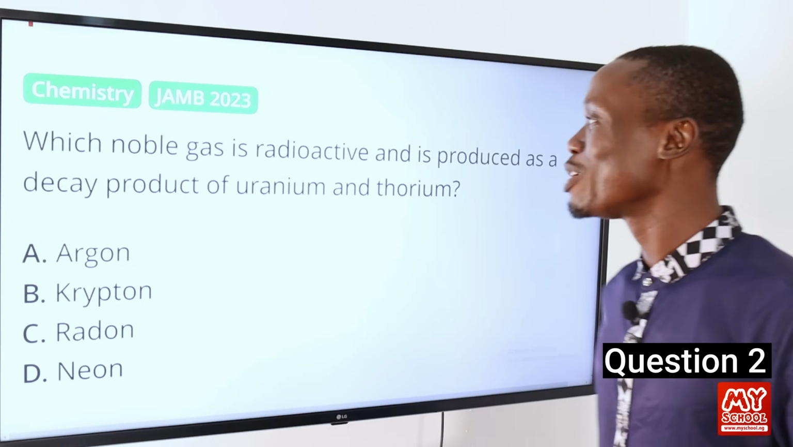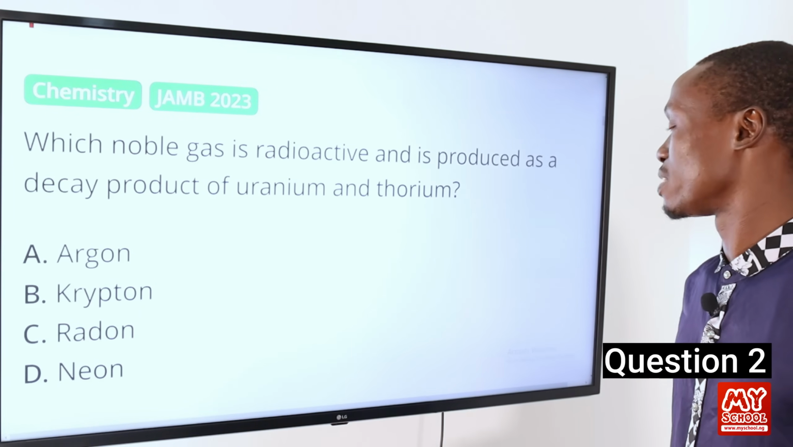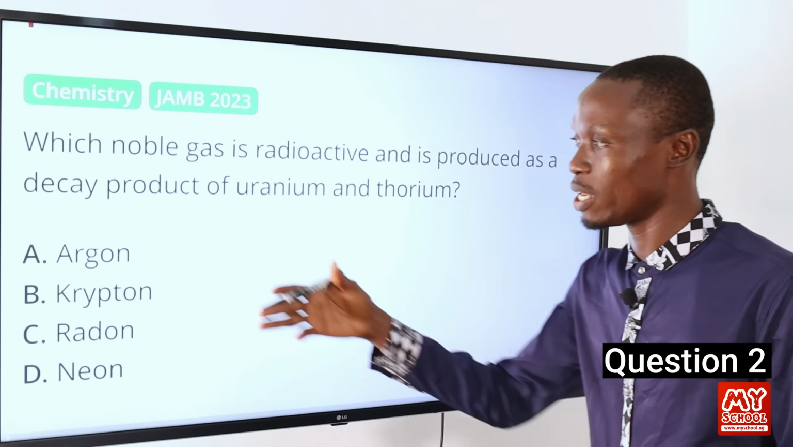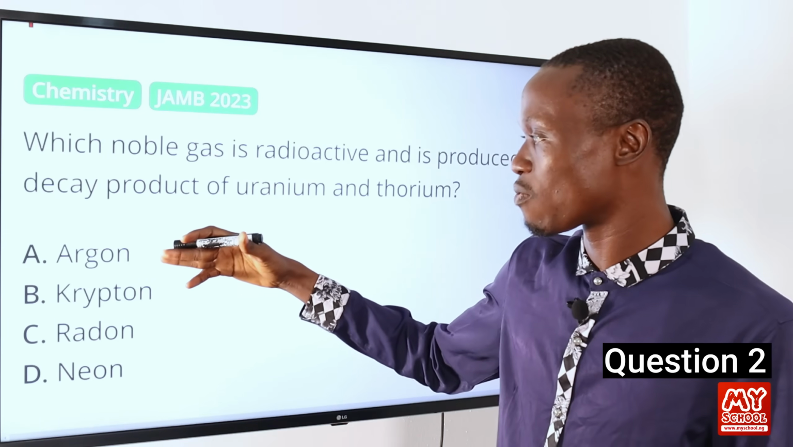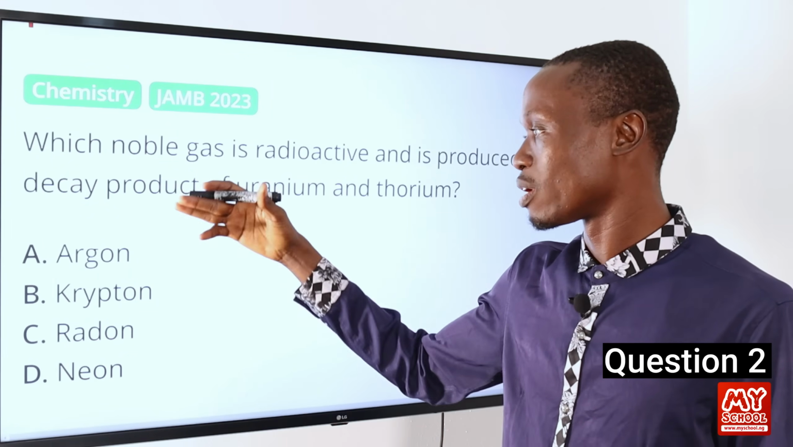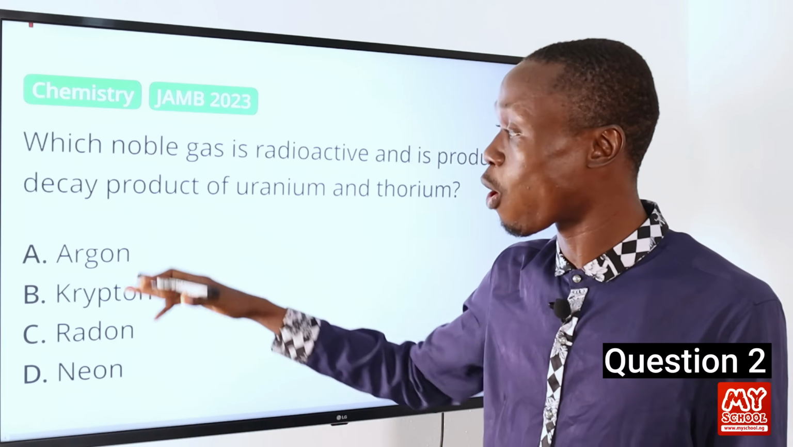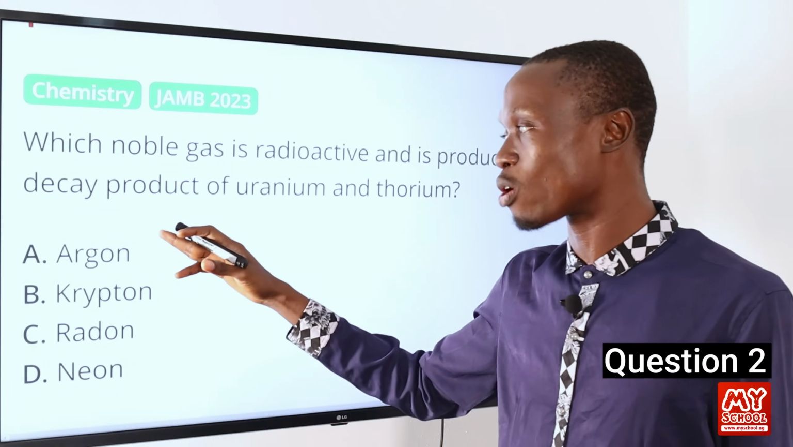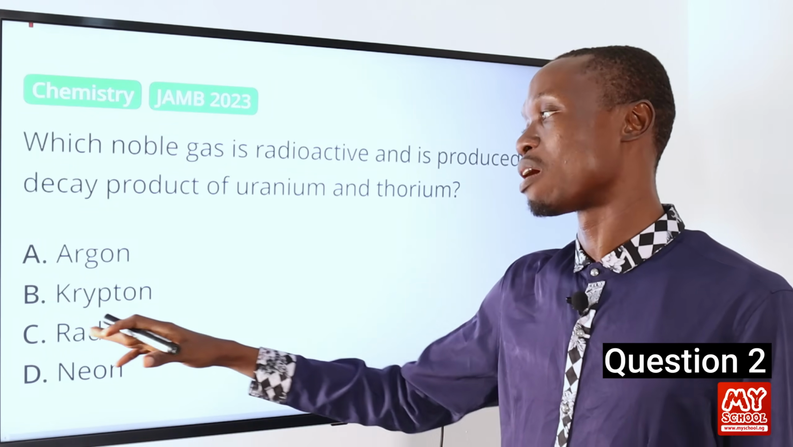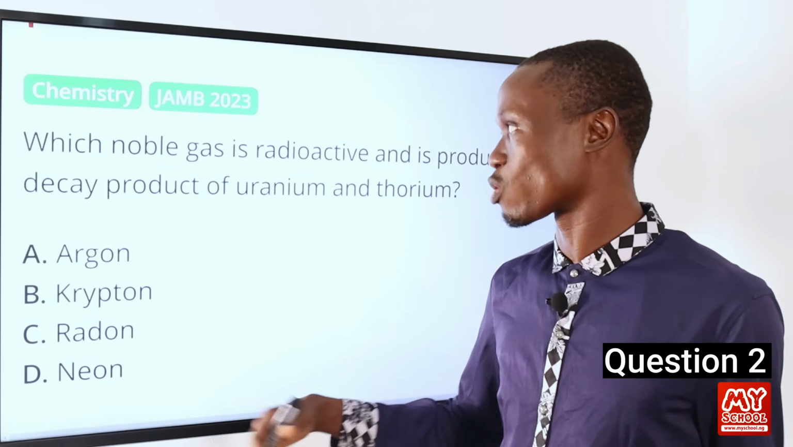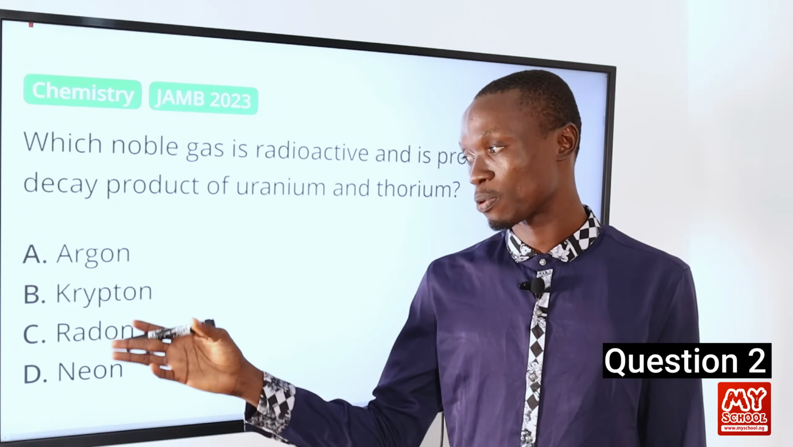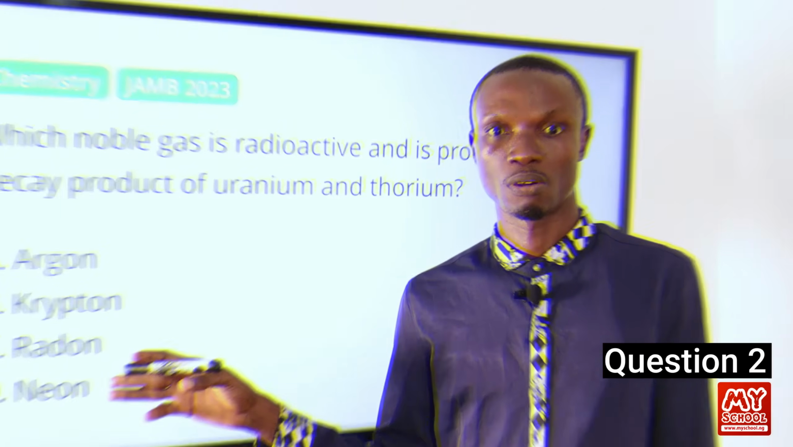Question 2. Which noble gas is radioactive and is produced as a decay product of uranium and thorium? A, we have argon, B, krypton, C, radon, D, neon. Argon, krypton, in fact all the gases listed here are noble gases. But argon is not radioactive, krypton is not radioactive, and neon is not radioactive. So that leaves us with radon. Radon is actually a decay product of uranium and thorium. So the correct option to this question is option C.